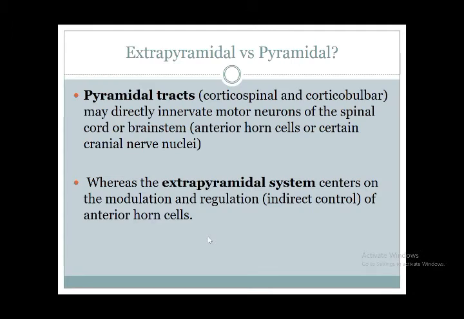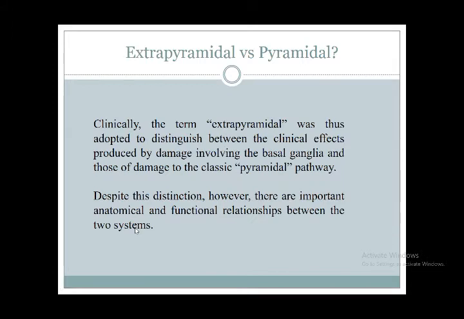So pyramidal tracts, which are corticospinal and corticobulbar, directly innervate motor neurons of the spinal cord or brain stem, for example the anterior horn cells or certain cranial nuclei in the brain stem. Whereas the extrapyramidal system centers on modulation and regulation, that is, indirect control of anterior horn cells. Clinically, the term extrapyramidal was adopted to distinguish the clinical effects produced by damage involving the basal ganglia from those of damage to the classic pyramidal pathway. Despite this distinction, there are important anatomical and functional relationships between the two systems.